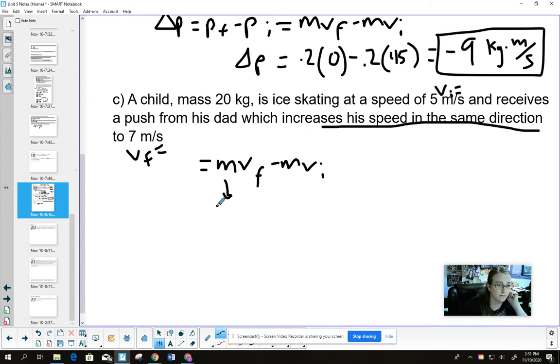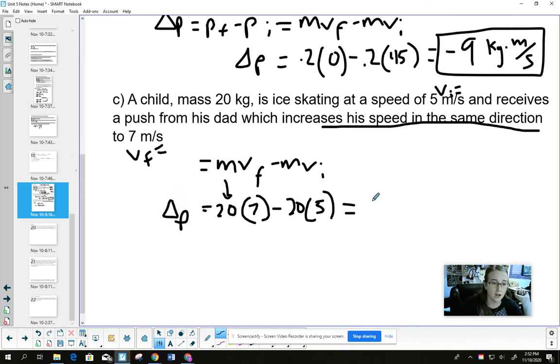So the mass is 20 times his final speed, 7, minus his mass, 20, times his initial speed, 5. This is 140 minus 100, right? We should get a change in momentum of positive 40 kilograms times meters per second, right? Yeah. So once more, this should make sense. He has gained momentum. This is an increase in momentum because he was going at 5 meters per second, and now he's going at 7.